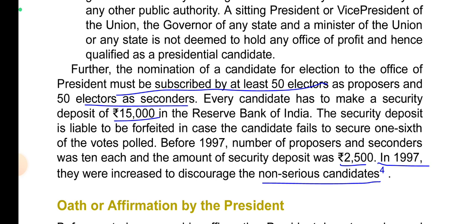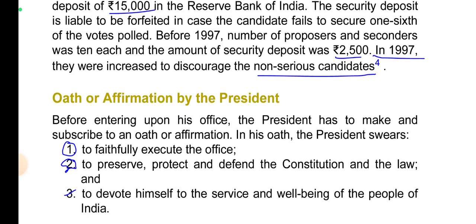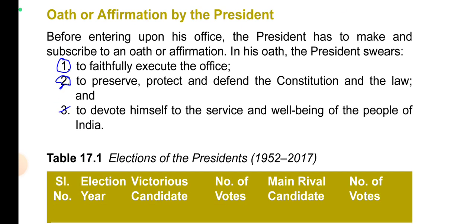Before 1997, the number of proposers and seconders was 10 each and the amount of security deposit was 2,500. In 1997, they were increased to discourage the non-serious candidates. Oath or affirmation by the president.